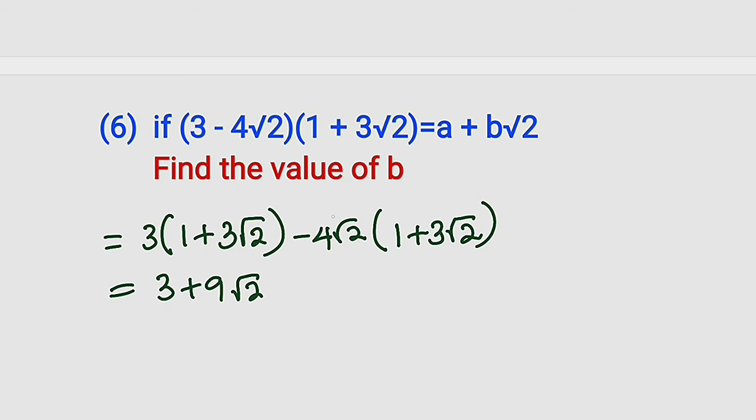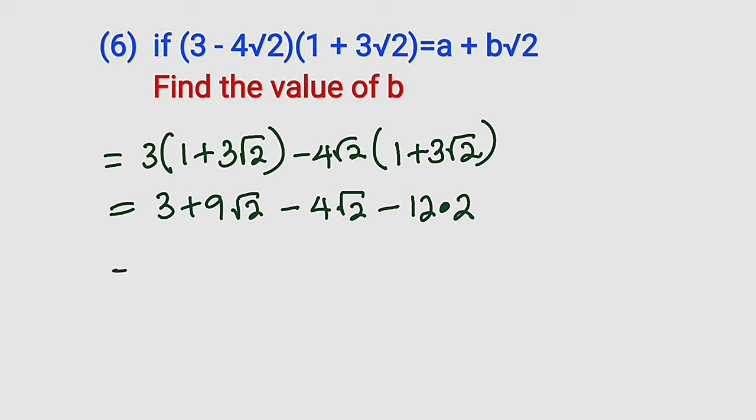Then we move to the other bracket. The whole of this times 1 will not change it. So we have negative 4 root 2. Then negative positive is negative. 4 times 3 is 12. Then root 2 times root 2 is root 4. Root 4 is the same thing as 2, right? So it's like multiplying this by 2.